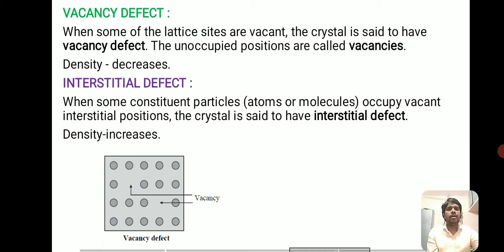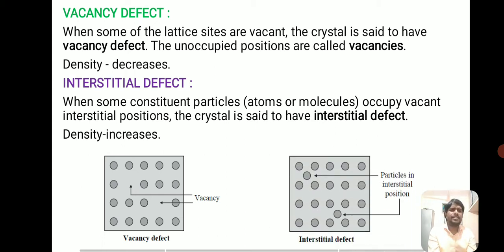What about interstitial defect? When some constituent particles, that is atoms or molecules, occupy vacant interstitial positions. You can see particles occupy the vacant interstitial positions in the crystal lattice. So the crystal is said to have interstitial defect. What happens to the density in interstitial defect? It increases because particles are occupying the interstitial positions. So obviously the density increases.